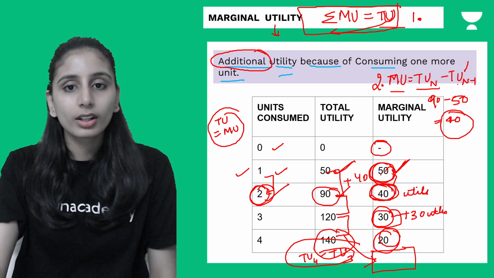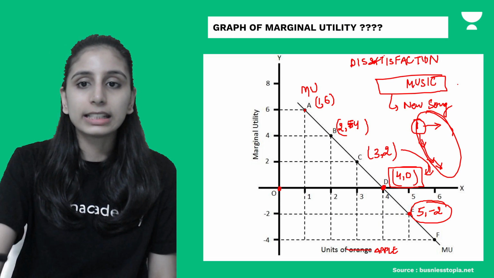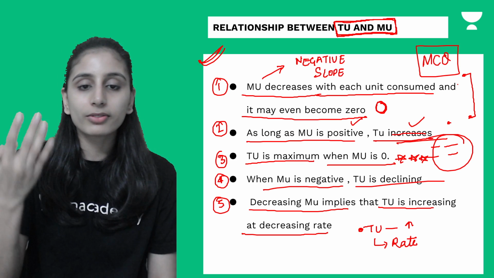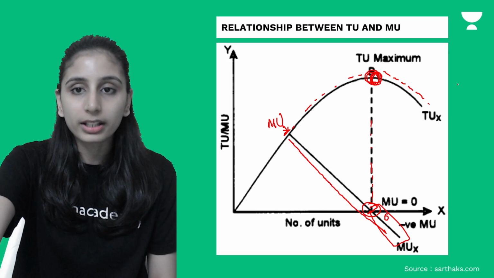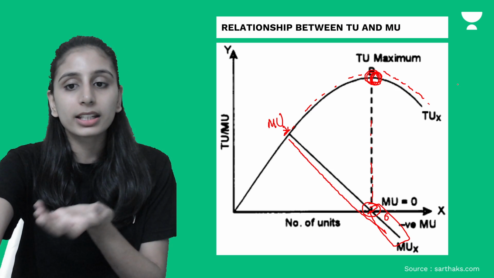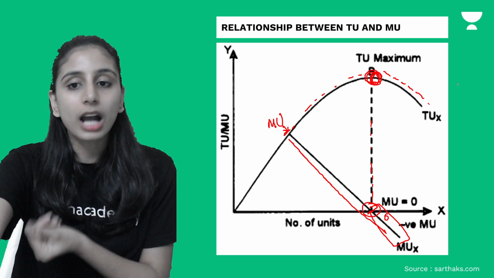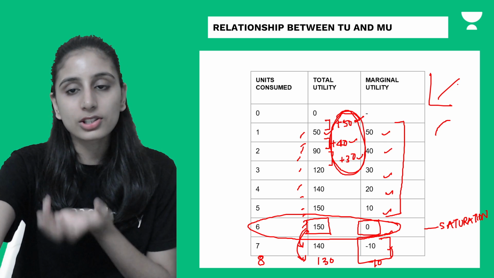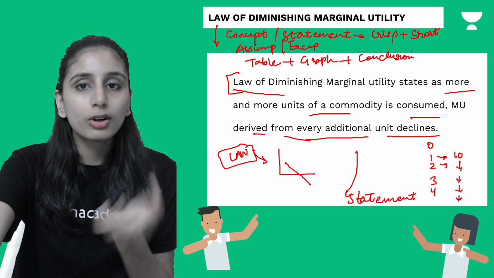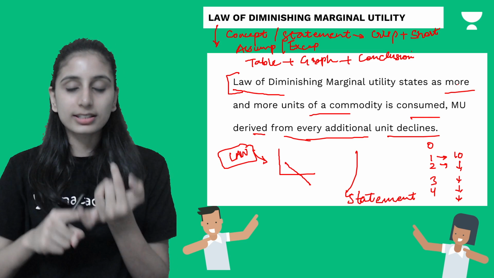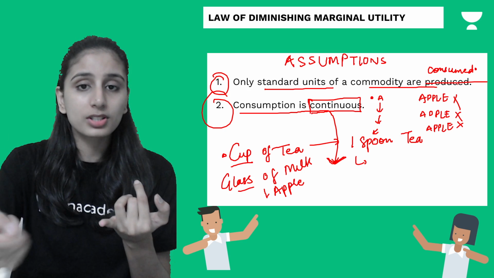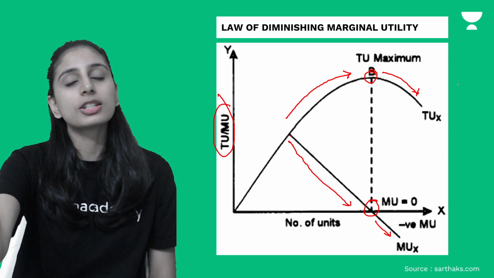So we have seen the graph of the marginal utility relationship, which is very very important. We have seen the 5 statements, and we have seen in the graphs how and where each statement is correct. And then in the relationship in the tabular format, the law of diminishing marginal utility, we have seen its statement and its two assumptions. Then we have also seen the graph.